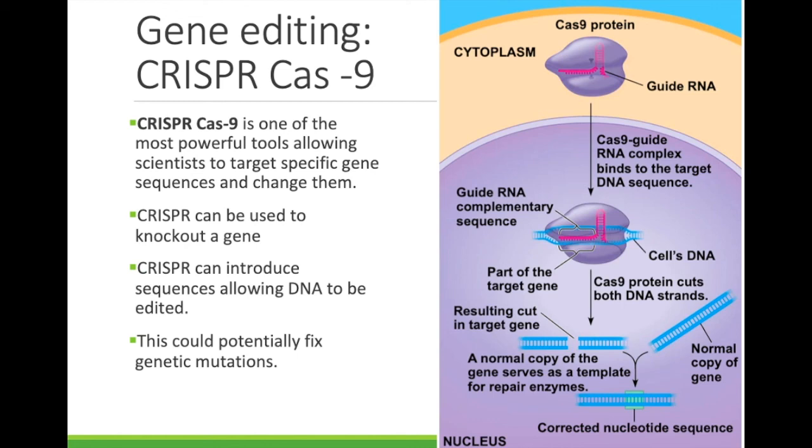CRISPR also allows for fixing genes, so once they've knocked out a gene, they can actually fix it. If a gene was mutated or it was causing a disease, it would be super great if we could go in and actually cure it. This was done in mice in 2015, and it was actually able to correct a genetic mutation. But there are ethical barriers to be considered in attempting this with humans.